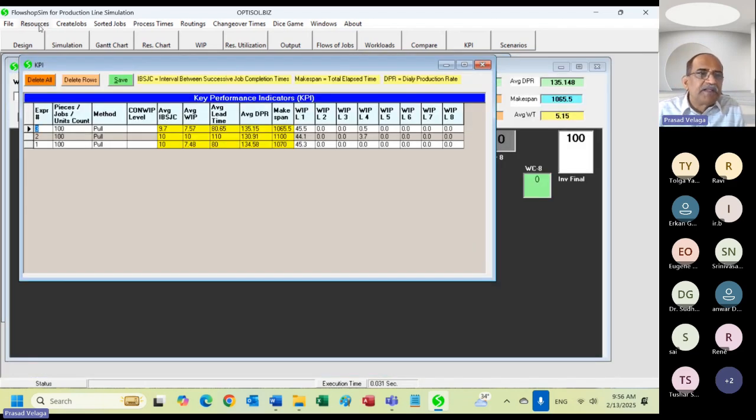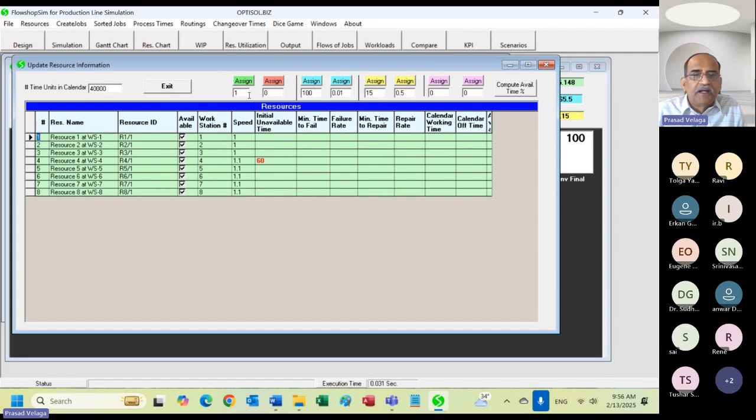So let me consider another scenario. This is a starting point. Now I would introduce calendars. Let us consider the production line with calendars for resources. I'm considering a simple calendar in which the resource will be available for 80 minutes, unavailable for 20 minutes, and the cycle is repeated. The same calendar is assigned to all of them here to keep it simple.